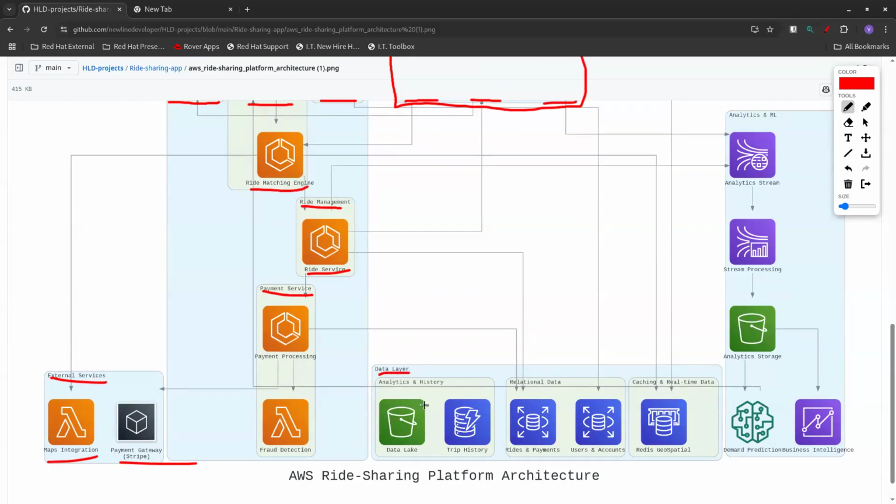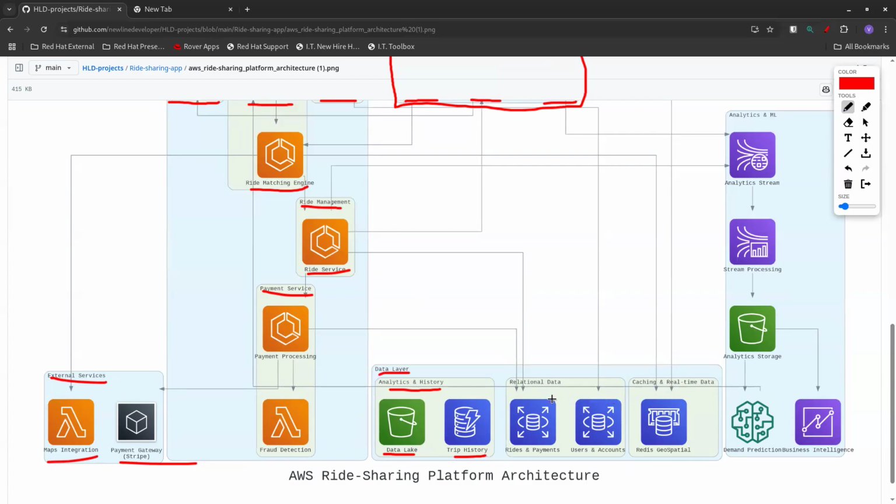In the data layer, we need various services, which are SQL, NoSQL, and S3 service also. For analytics and history purposes, we need a data lake that will keep all our history, the ride histories and everything. We need an S3 bucket, and the trip history we can store in DynamoDB. And the logs and everything, we can store in the S3 bucket. For example, if we have to keep the data for 5 years, then we have to store the data in the data lake.